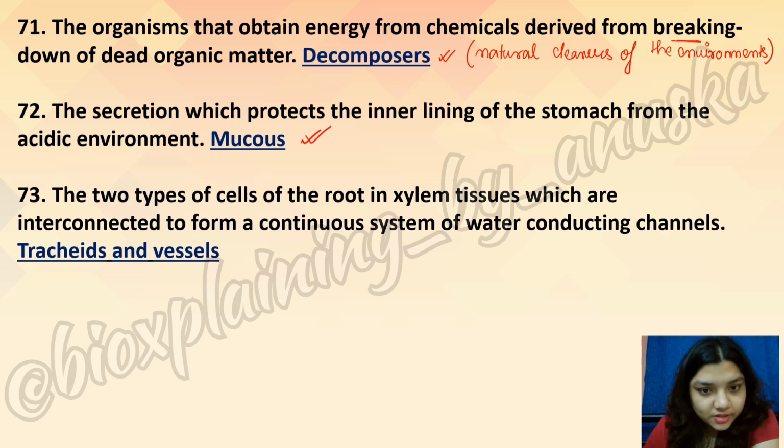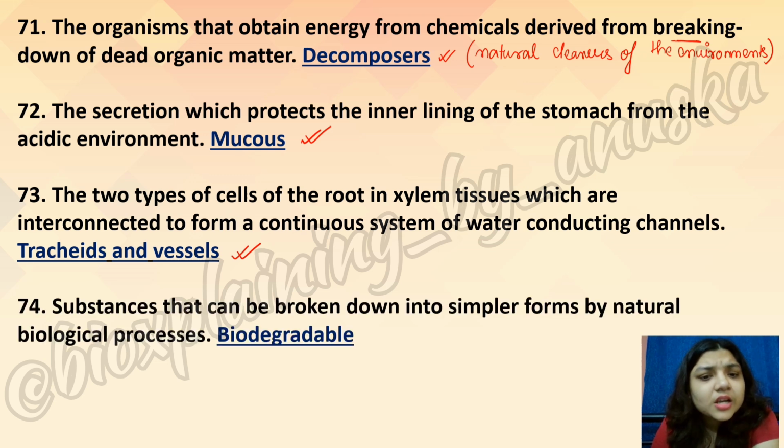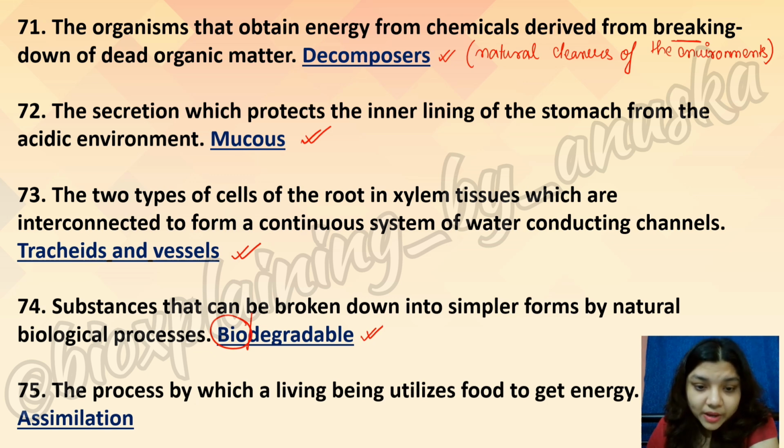The two types of cells of the root in xylem tissues which are interconnected to form a continuous system of water conducting channels: tracheids and vessels. So these are the two major components of the xylem that conduct water. Substances that can be broken down into simpler forms by natural biological processes. These are biodegradable substances. The name gives you the answer. Bio means living, life, and degradable, that is, you can break it down. Next, the process by which a living being utilizes food to get energy: assimilation, we have just seen that.